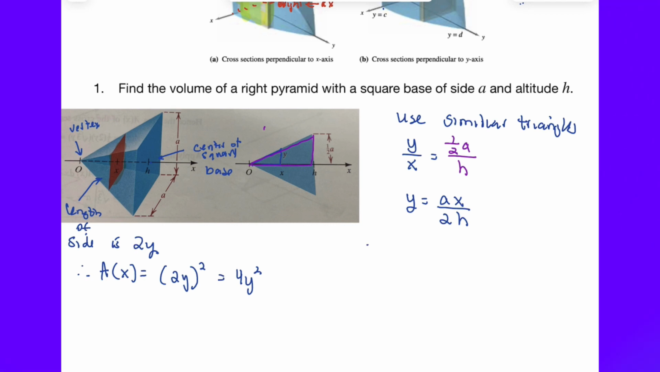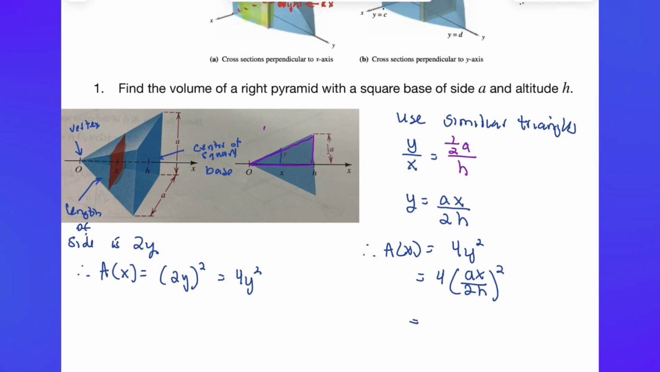Or I could also say that my area of my base, replacing that y with ax over 2h, in quantity squared. Squaring each side, that's a 4 on top and 4 on bottom, simplified out, so it leaves me with an a squared on bottom, and I'm going to write the x squared out to the side. The reason I put the x squared out to the side is a squared and b squared are not my variables of interest, so they are considered constants.